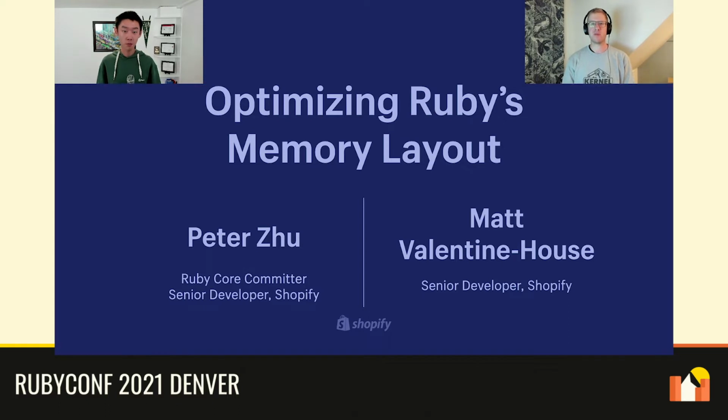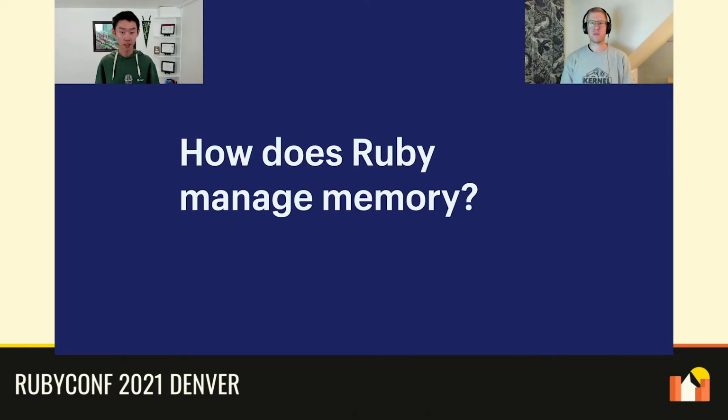For the past year, we've been working together to make some improvements to how memory is laid out in Ruby. In this talk, we're going to summarize the work that we've done so far, the challenges that we've faced, and where we're heading in the future. But before we can go into detail, we're going to provide some background on how Ruby's garbage collector structures and manages memory.